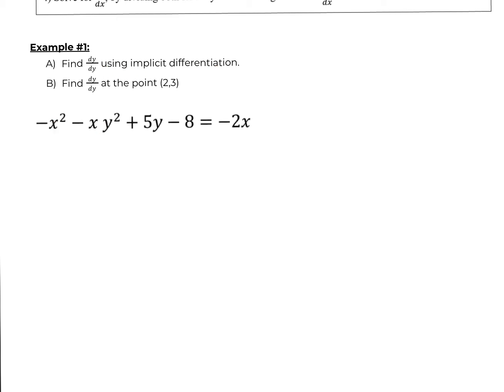So we're going to take the derivative of each of the pieces. So the derivative of negative x squared is negative 2x. And the derivative of this piece, well, this is a very unique situation here. So this xy squared is actually a product rule. We're multiplying the product of x times y squared.